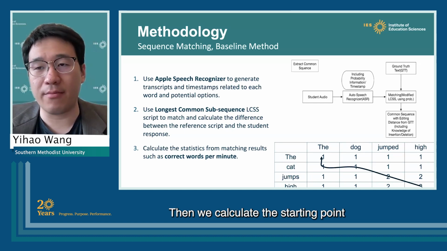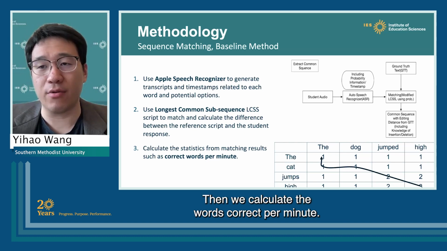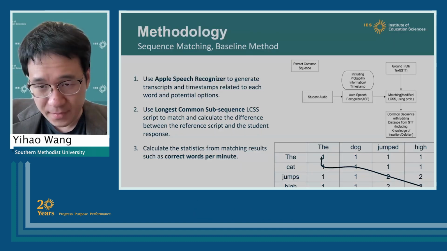Then we calculate the starting point of the first word and the ending point of the last word to calculate the time difference of the word being spoken. Then we calculate the words correct per minute. So we use that as a raw input, and we will improve that method later.